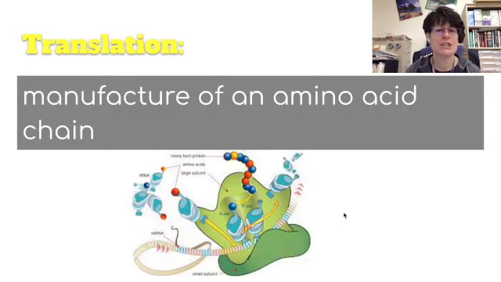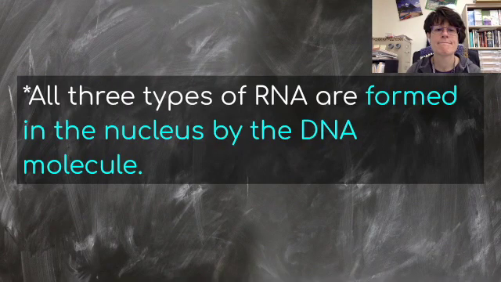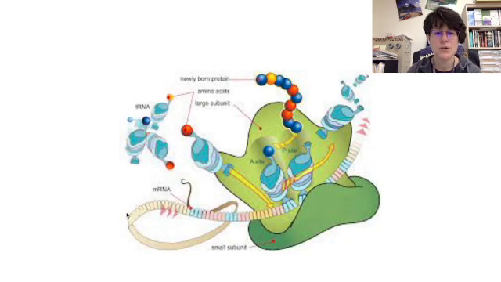Now, translation. This is the manufacture of an amino acid chain. So this is the process that makes amino acids. And so I have a picture here that we'll be taking a look at. Now, the three types of RNA work together to form protein. All three types of RNA are formed in the nucleus by the DNA molecule. mRNA is in the form of a long chain of nucleotides and moves into the cytoplasm. And so here it is, it's moved into the cytoplasm and it's attaching to a ribosome. Okay, the mRNA has attached right here.